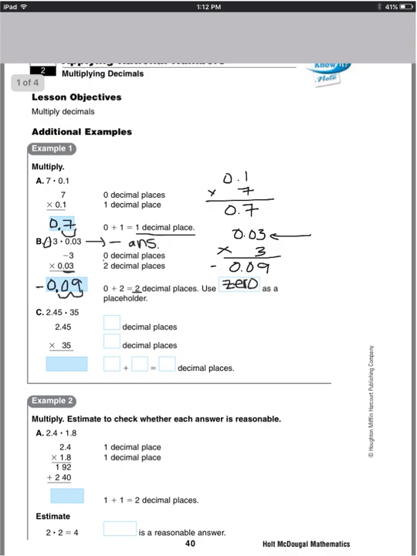C, 2.45 times 35. In this example, they do put the number with the most digits up top. So here we have 2 decimal places, 2 numbers to the right of the digit, and 35 is a whole number, so we have 0, and we do 2 plus 0 equals 2. And then you multiply that out, and you get 85.75.